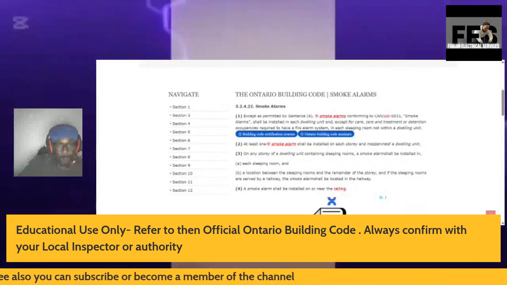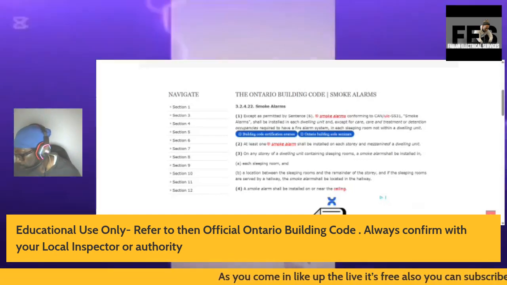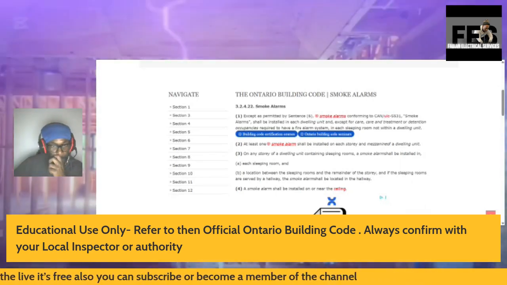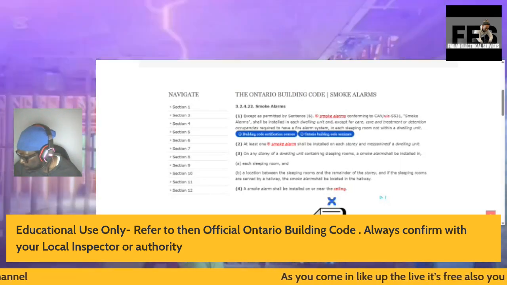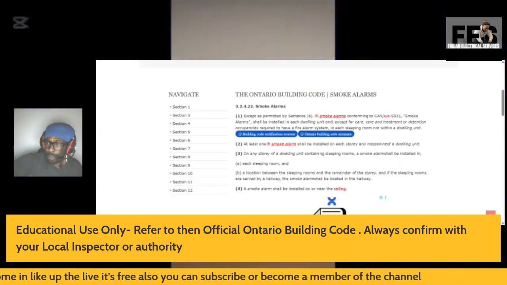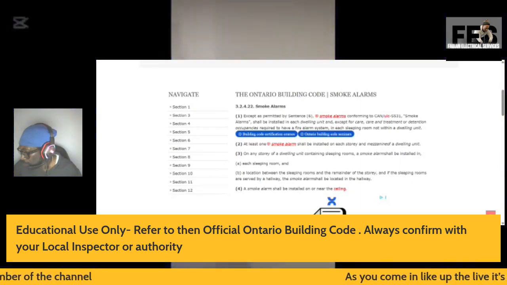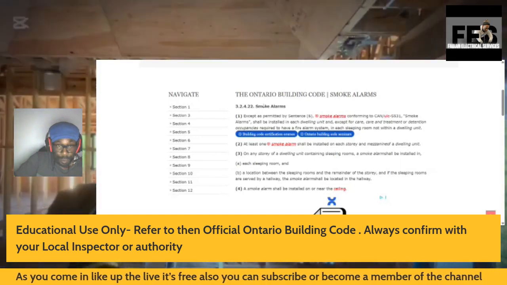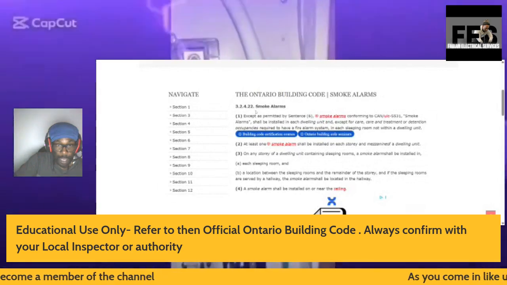The Ontario Building Code rules. So it goes on to say, so the Ontario Building Code smoke alarm 3.2.4.22, and then it says smoke alarms.